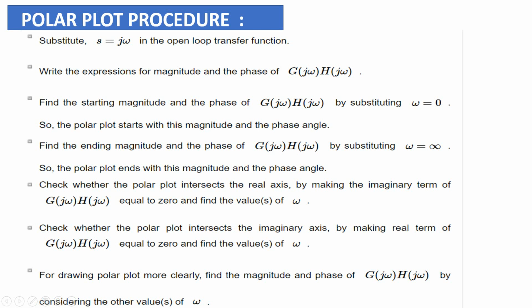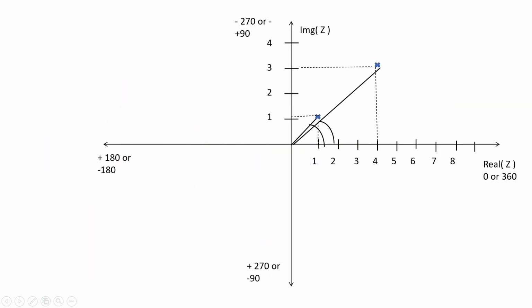We need 4 points in our polar plot. By tracking these 4 points we can plot our polar plot. The first point is at omega equal to 0. We need to find both magnitude and phase of the frequency response there, and then the magnitude and phase at omega equal to infinity. We also need to write this frequency response in terms of real and imaginary parts. By equating the real part to 0, we can find the intersection with the imaginary axis.